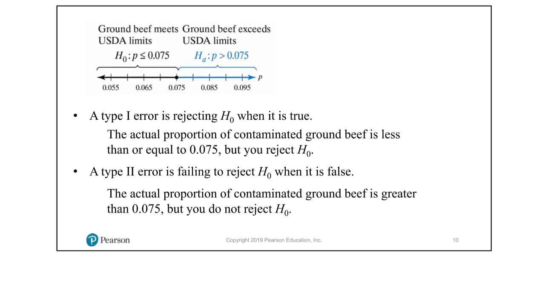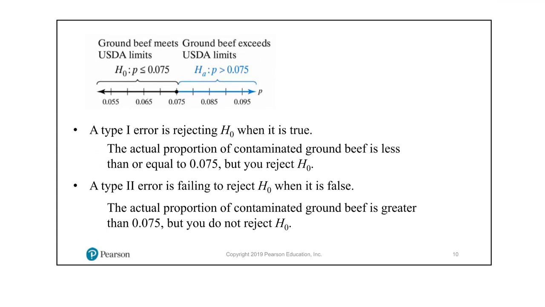Okay, so what would happen? Well, now we can see basically on a graph here the two regions. The null hypothesis, which includes the equals, is P less than or equal to 0.075, and the alternative, in this case the claim, is that P is greater than 0.075. All right, so let's see what would happen.